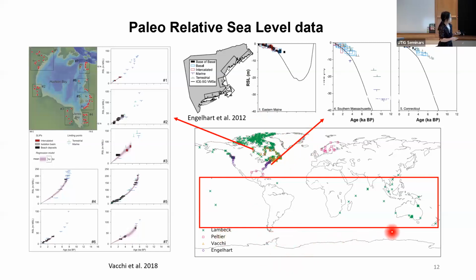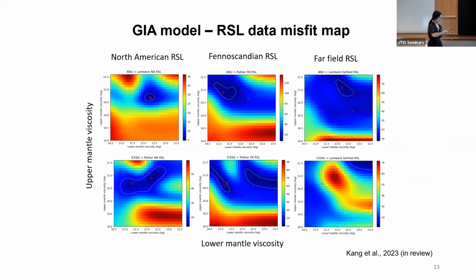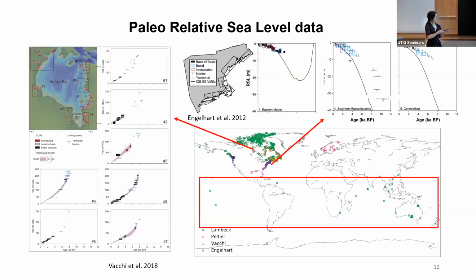Also, we call this far-field relative sea level data, which is far away from the ice sheets. In the open ocean, the relative sea level data are more sensitive to the total volume of the ice. They cannot tell us whether the sea level rise came from here or there, but they can tell us the total ice volume.